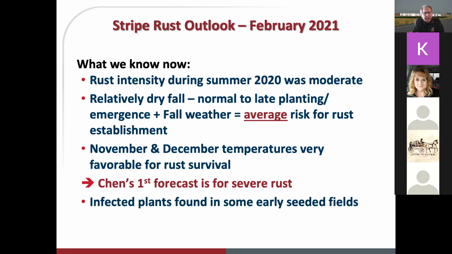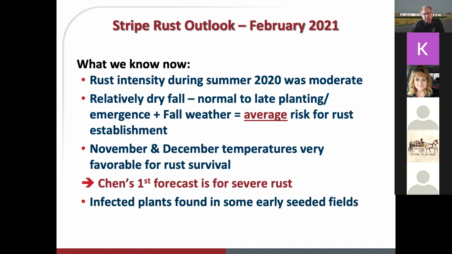However, November, December, January temperatures have been very favorable for survival. Dr. Chen, who is our USDA expert on striped rust, put out his first forecast last month, and he called for severe rust based on his modeling of a very susceptible variety. And that was also combined with the presence of some infected plants in some early seeded fields. And so we're waiting right now. I expect Dr. Chen's next forecast will come out in the next couple of weeks to see what has changed since January. But what we know at this point is we need to be on guard for this disease.